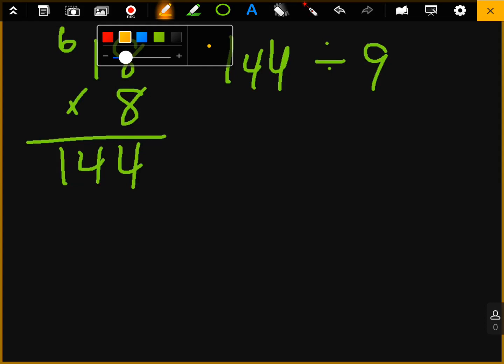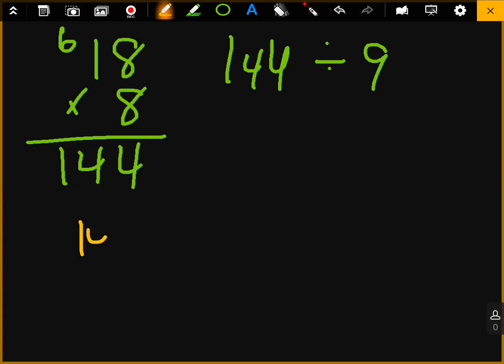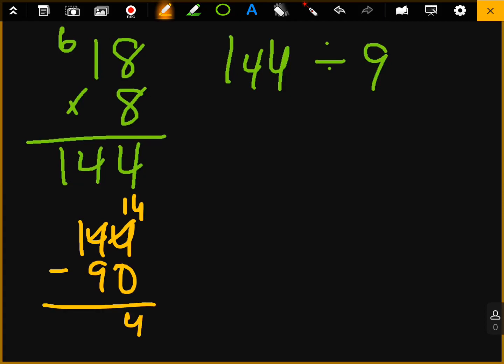And we see, yes, I can. A good way to do this is to say, okay, what numbers can 9 go into evenly? You really want to look at the tens, because that's going to be your easiest one. I know that 9 times 10 is 90. Well, 144 minus 90 is going to be 54. I don't know if I did that math right. So you got 14 minus 0, which is 14. Oh, 4 minus 0, I'm sorry. I did do that wrong.